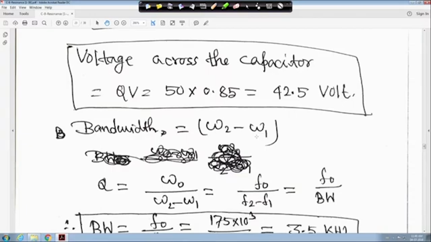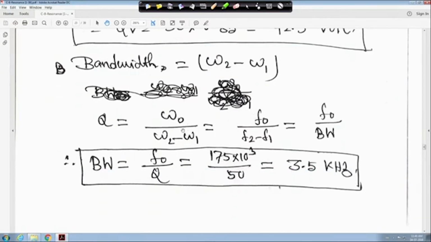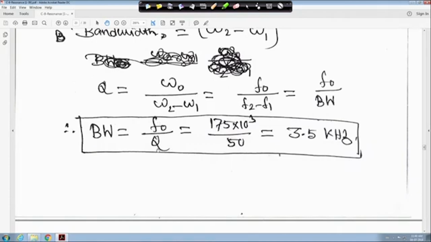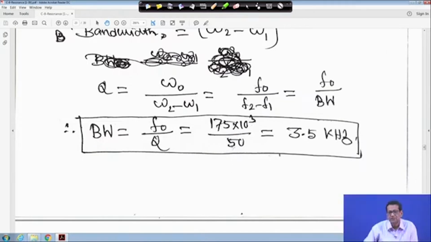And bandwidth is omega 2 minus omega 1 in radian per second, or F2 minus F1 in hertz. We have derived that Q is equal to omega 0 by omega 2 minus omega 1, which you can write as F0 upon F2 minus F1, equal to F0 by bandwidth. Therefore bandwidth is equal to F0 by Q. In terms of F0 it is in hertz, so 175 into 10 to the power 3 divided by Q, which is 50, gives 3.5 kilohertz.